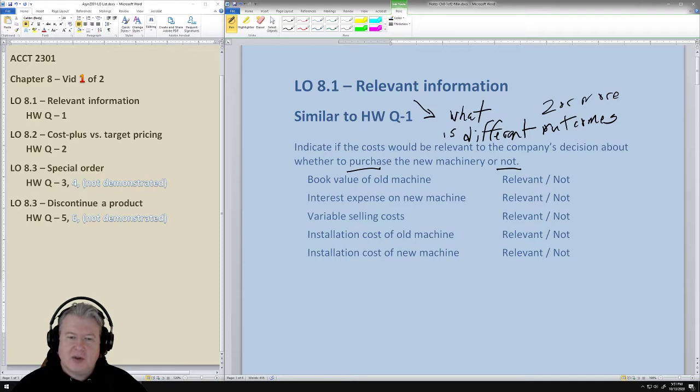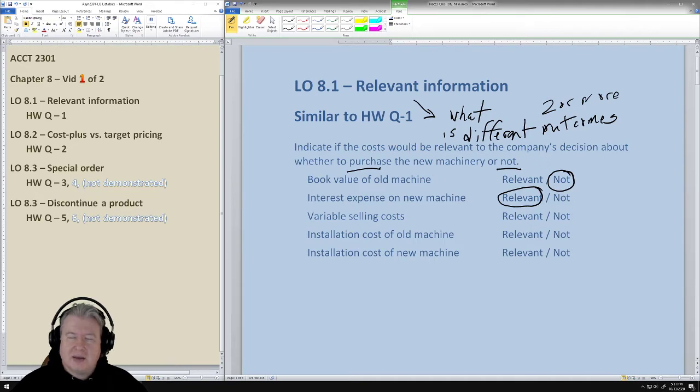For example, the book value of the old machine. Whether you buy a new machine or do not buy a new machine, the book value of the old machine will not change. So that's not relevant. The interest expense on the new machine. Obviously, that would be different between the 2 scenarios, because if you decide not to purchase a new machine, there would be no new interest expense. If you did buy the new machine, there would be interest expense. So that would be relevant.